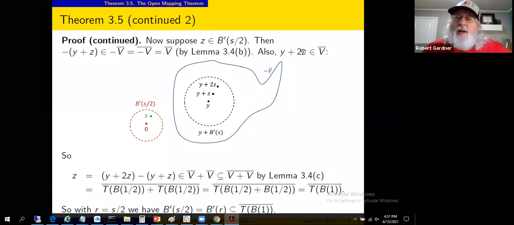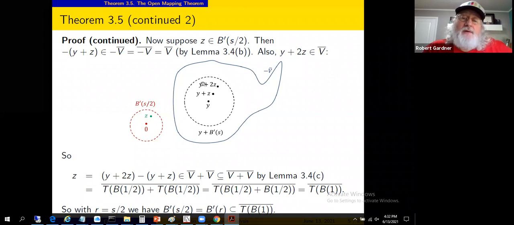You could even look at Y plus 2Z, and that would still be in V closure. Z is of length less than S over 2, so 2Z is of length less than S. And I can imagine drawing little vectors that represent distances in some sense. Hey, you add 2Z, you're still going to be inside the B prime of S ball centered at Y. So a little geometric picture to make some sense out of those algebraic claims.